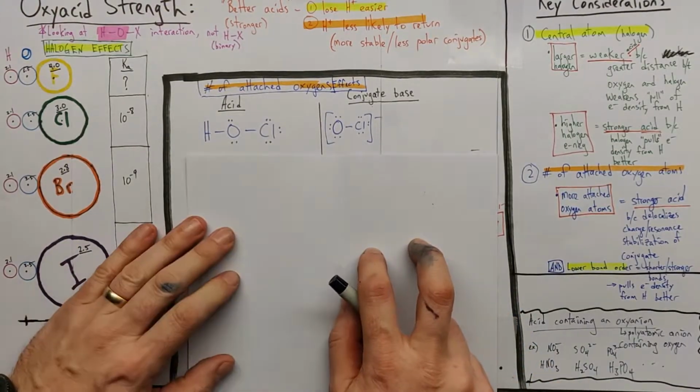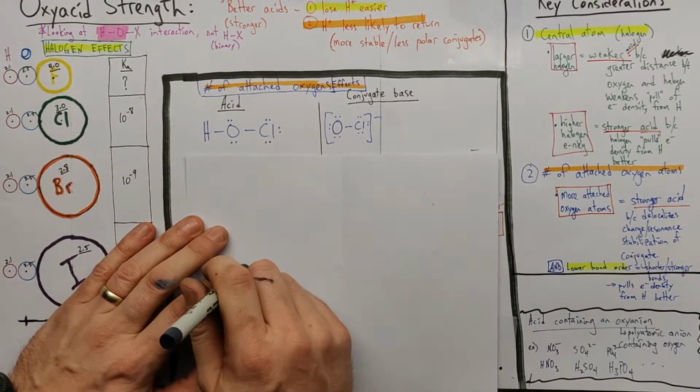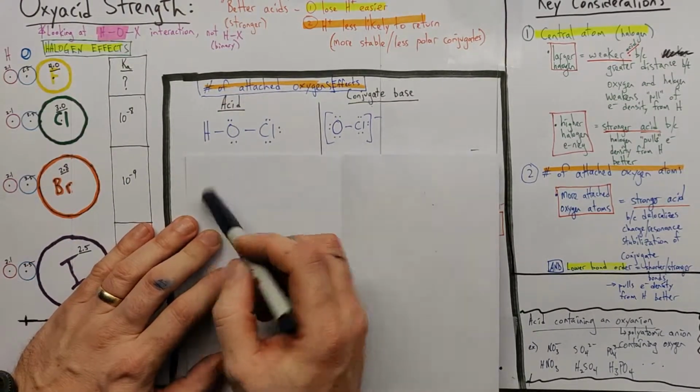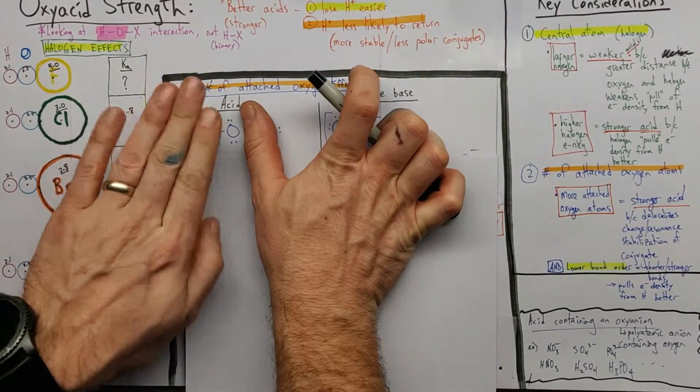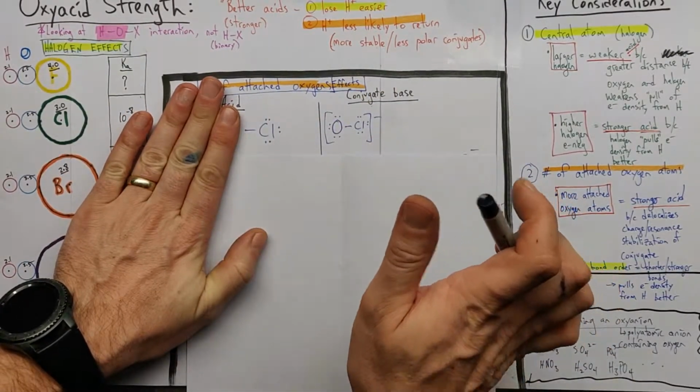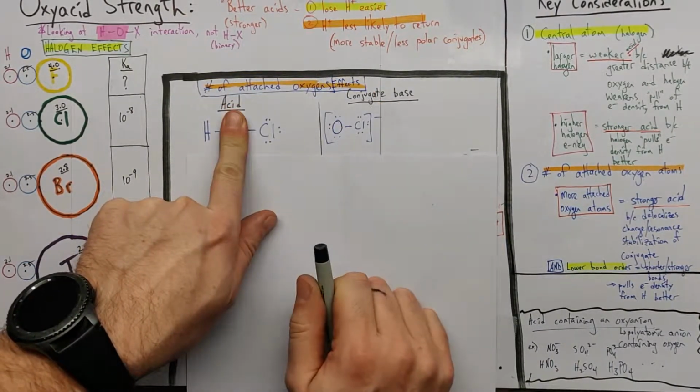And the key distinction we're looking at here between oxyacids and binary acids is that in an oxyacid, you're worried about the relationship between hydrogen and oxygen and the effect that that other thing has on it, rather than the relationship between hydrogen and that other thing directly.